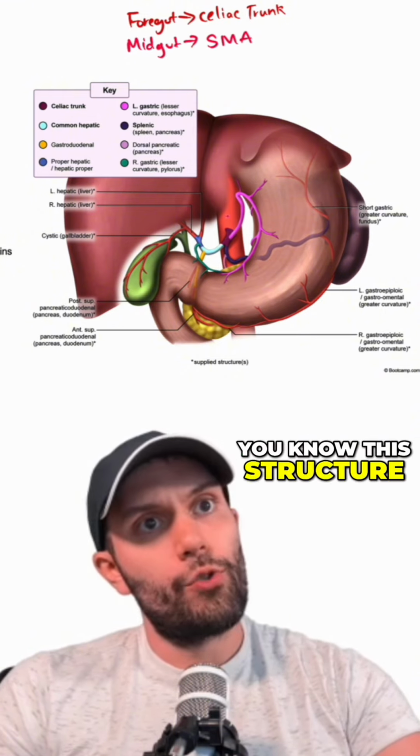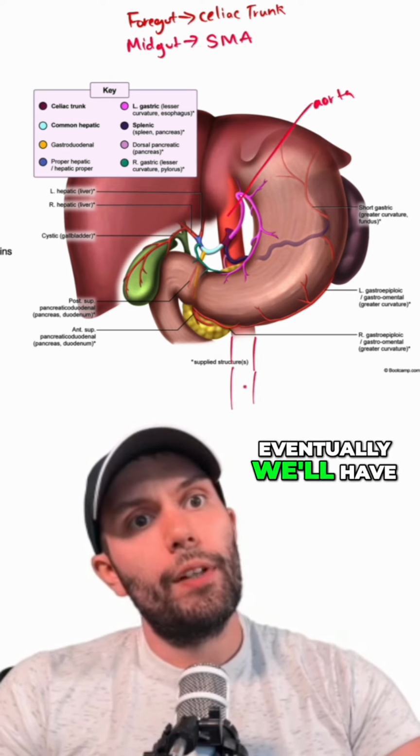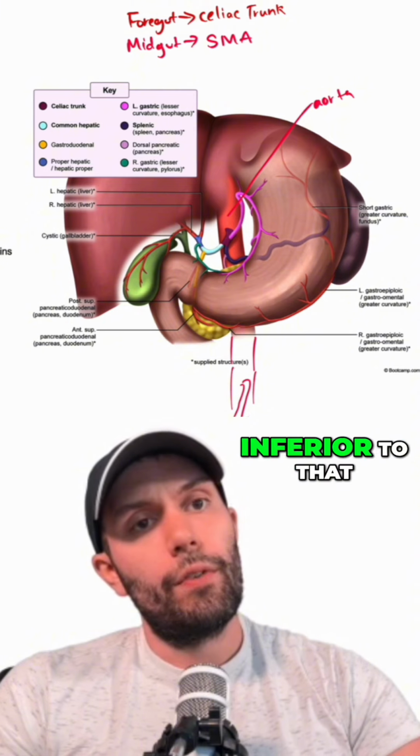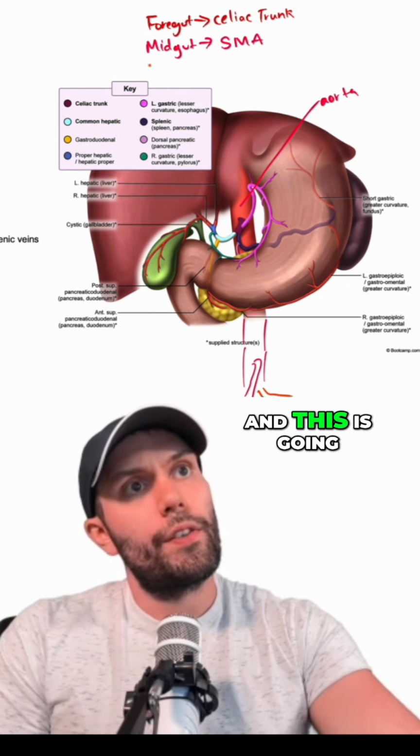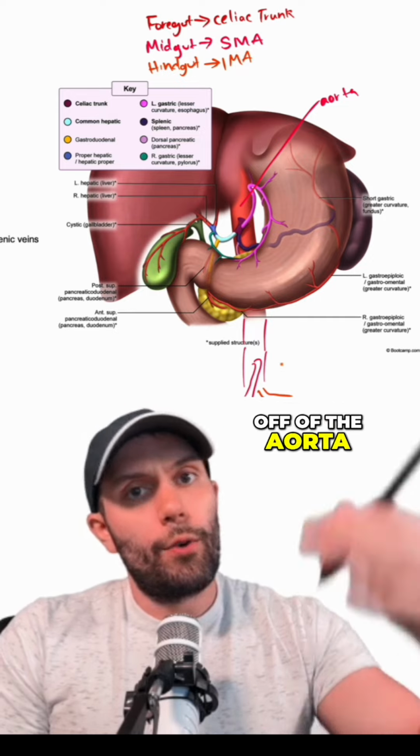Okay, so you can imagine this structure being the aorta here. Okay, so as the aorta descends inferiorly here, eventually we'll have a superior mesenteric artery, and then even kind of inferior to that, we'll have an inferior mesenteric artery as well. And this is going to supply the hindgut. Okay, and that's the inferior mesenteric artery. And so these are all coming off of the aorta kind of as you move inferiorly here.